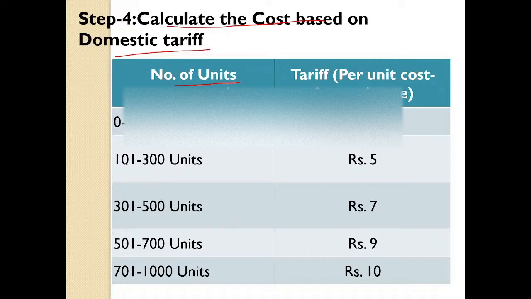If the number of units consumed is between 0 to 100 units, then the tariff, approximate values I have written here, may be approximately 4 rupees. If units consumed is 100 to 300, then the tariff value is 5 rupees. If 300 to 500 units, then 7 rupees. If 501 to 700, just consider 9 rupees. If 700 to 1000, then approximately 10 rupees.